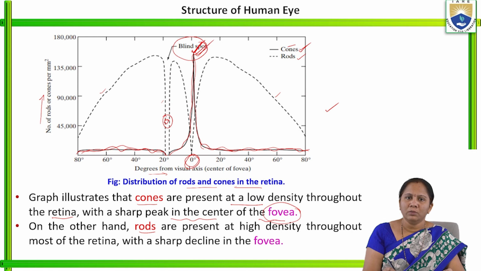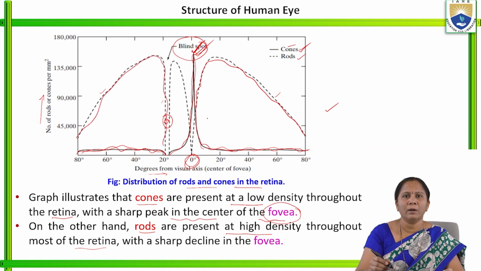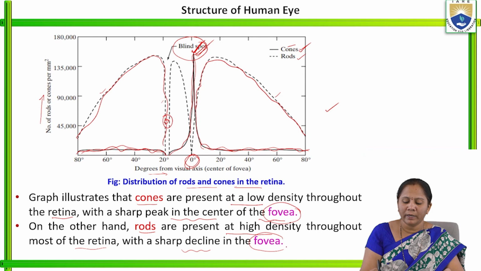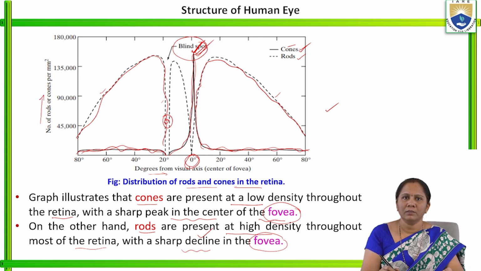Now, coming to rods. Rods are present at high density throughout the retina. Here you can observe that throughout the retina, the density of rods is very high, whereas if you come to the center of the axis, the density of these rods is less. If you enter the center of the fovea, the intensity declines. So this is the difference between cones and rods in the retina.